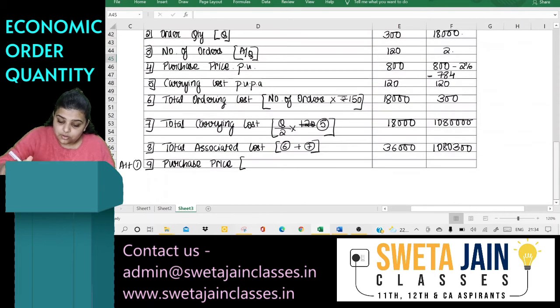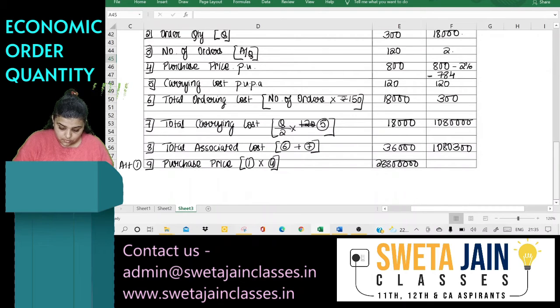So what you do is your point number 1 with the purchase price, that is point number 4. Point number 1, we have 36,000 units in total into 800. So you will have 288 lakhs. And here you will have 282,24,000. So this is your total purchase.